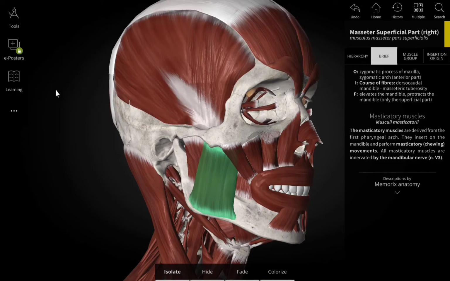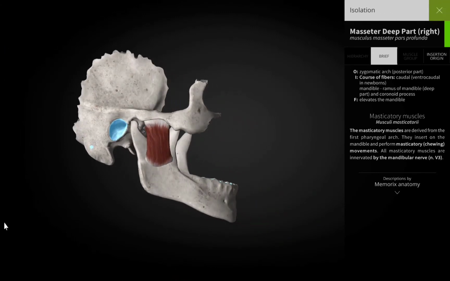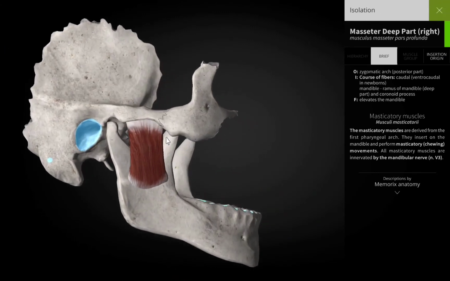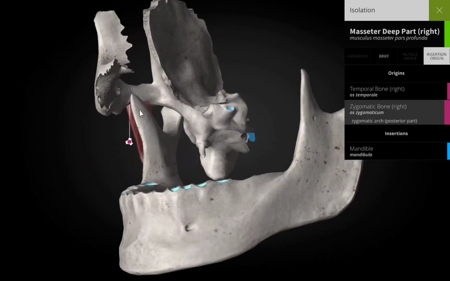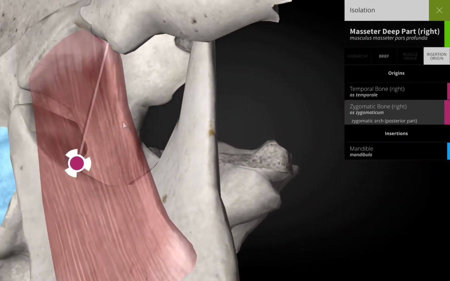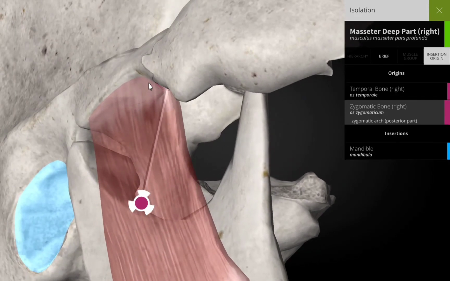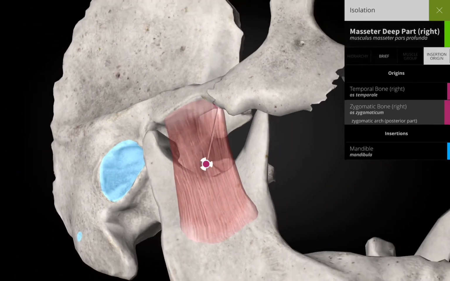The next part we are going to see is the deep part of the masseter muscle. For that I am removing the superficial part. In order to see the insertion and origin, I am isolating that. Here you can clearly see the insertion and origin of the deep part of the masseter muscle. Here you can see the origin of the deep part. It takes origin from the posterior part of the zygomatic arch, a little deeper to that of the superficial part of the masseter muscle.